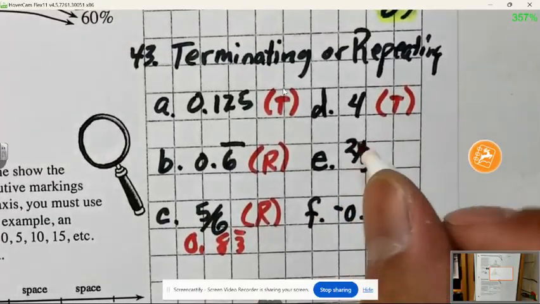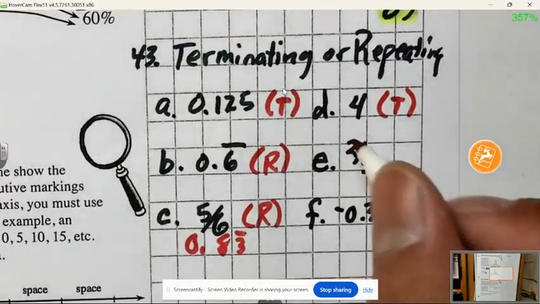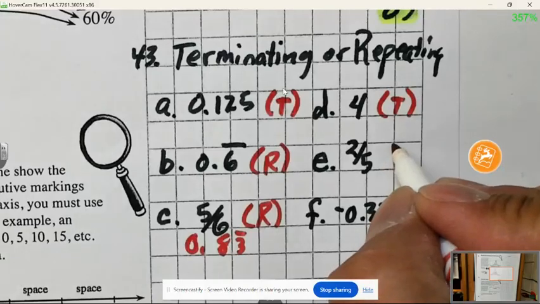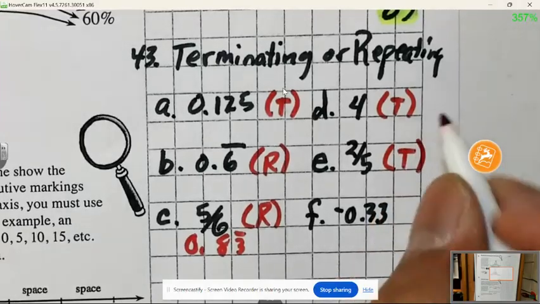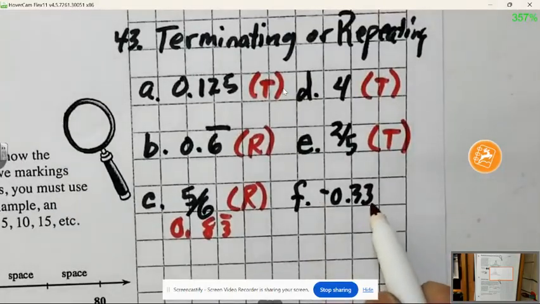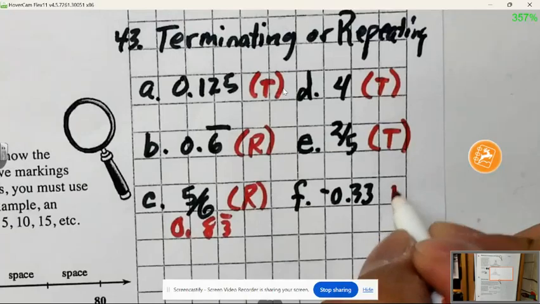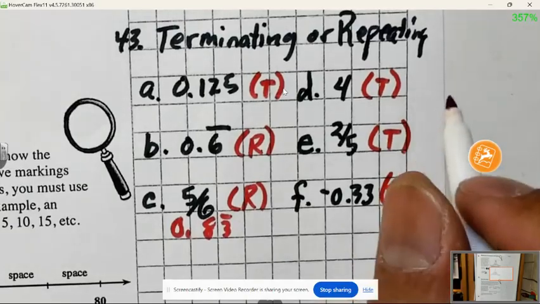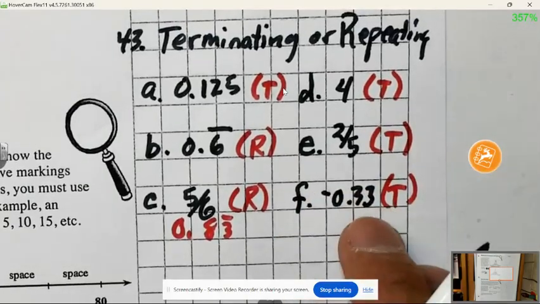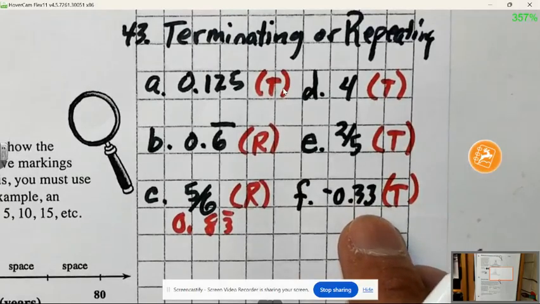2/5. If you're familiar with your fifths, 1/5 is 0.2, 2/5 is 0.4. So that is terminating. And this also is a decimal, and it ends right there. So this is a terminating decimal. Even though it's negative, even though there are 2 3s, it's still a terminating decimal.